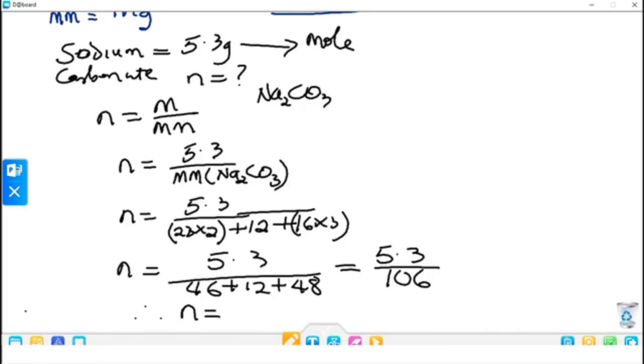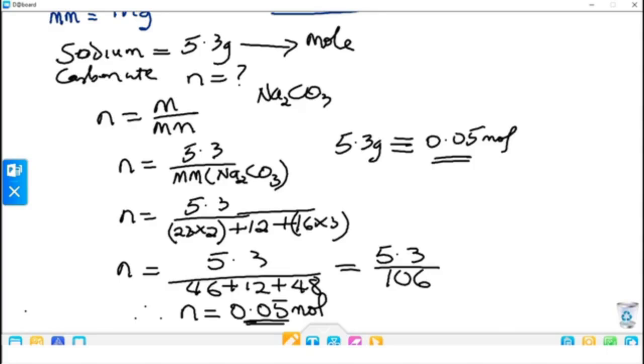5.3 divided by 106 gives us 0.05 moles. So that is our answer, and it's as simple as that. What it simply means is that 5.3 grams is equivalent to 0.05 moles of sodium carbonate.